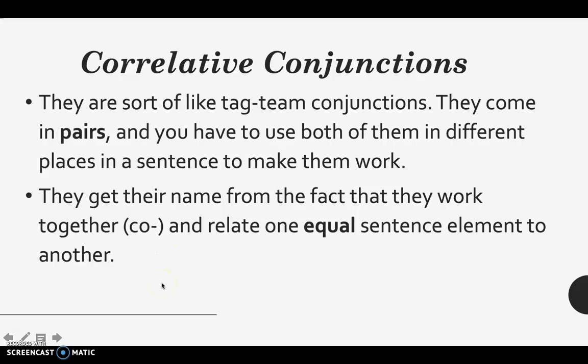And then the last type, and the least common, I'd say, is the correlative conjunctions. So these are kind of like tag team conjunctions because there's two of them in the same sentence. So they're always in pairs, and you have to use both of them in different places in the sentence to make them work in the order that I'm giving them to you. They get their names from the fact that they work together, co, prefix, and relate one equal sentence element to another. So I've given you on your paper a list of some of the ones that I think are the most important, and I'm only going to hold you mostly accountable for those.